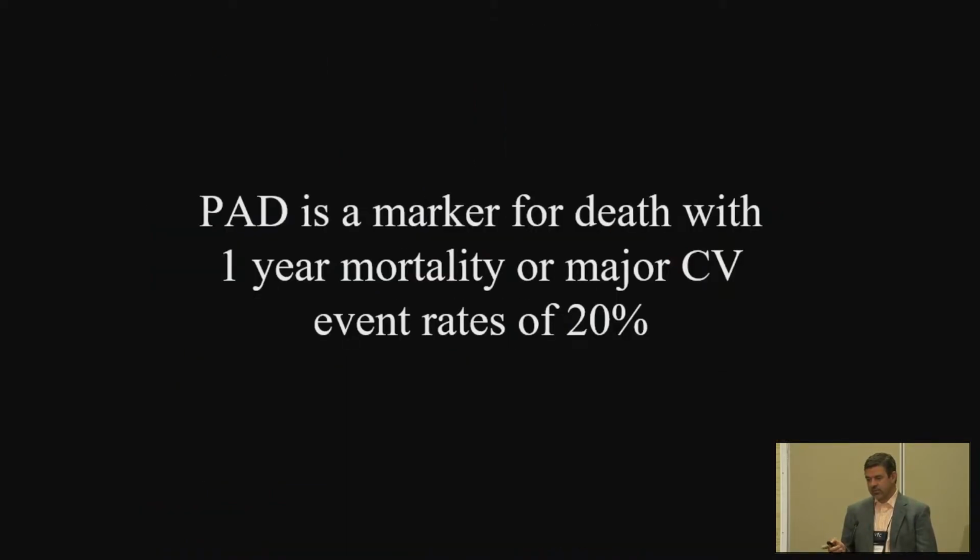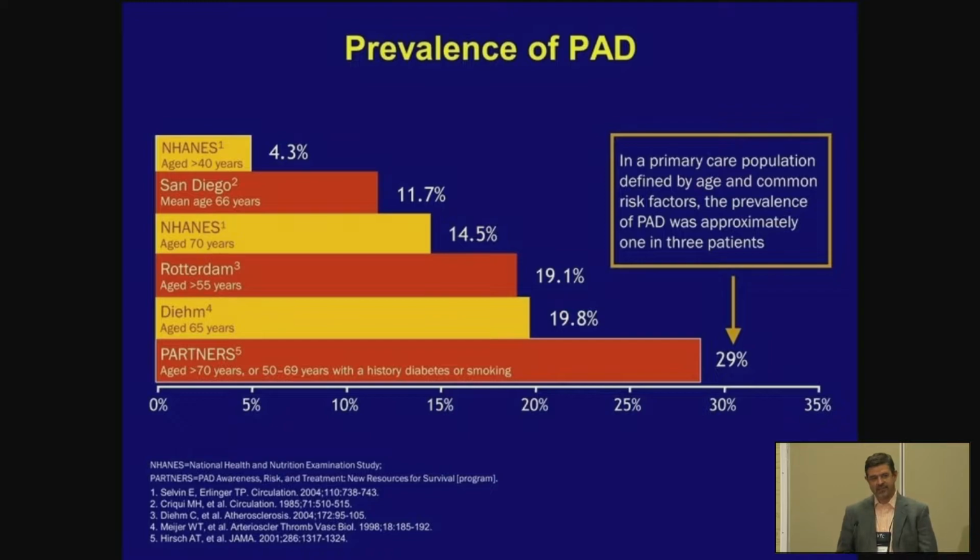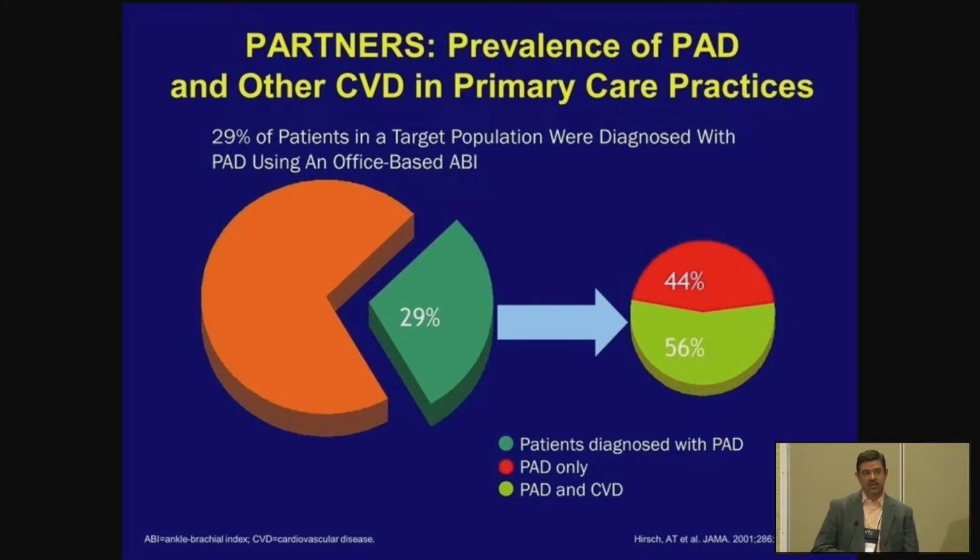So PAD is a marker for death, with a 1-year mortality or major CV event rate of 20%. If we can find these people early, we can start to change that. So if we look at some of the data from the different studies that looked at how we define this, the Partners group looked at a primary care population, and they said anybody that's over 70 years of age, or anybody that's over 50 that is a smoker or diabetic. We're just going to look at that group. And if we looked at just that group, 29% of those patients had PAD. And they determined that by a simple ABI.